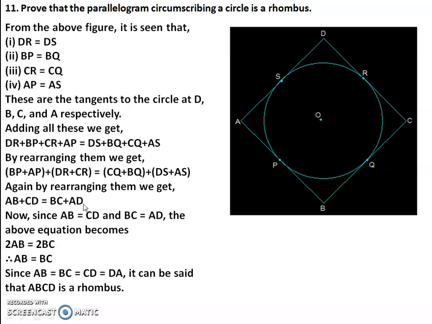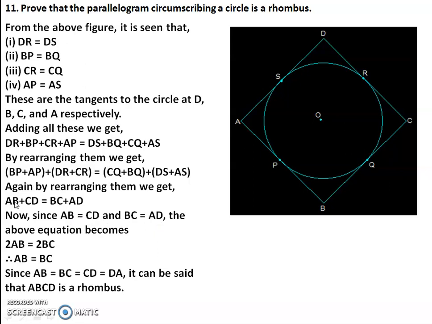Now we are taking the peculiarity of a parallelogram. What is the property of a parallelogram? Opposite sides are equal. That is, AB is equal to CD and BC is equal to AD. That is the property of a parallelogram. Since in the question it is given that ABCD is a parallelogram, we can use AB is equal to CD and BC is equal to AD.